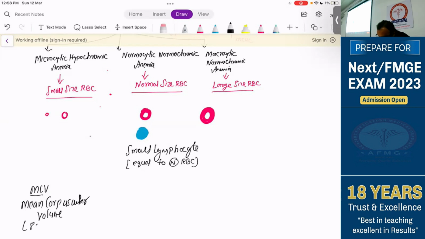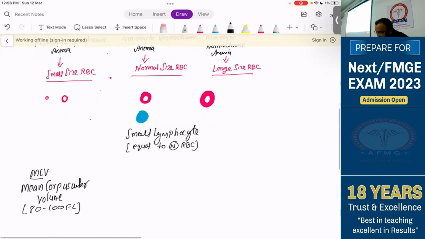Normal value is around 80 to 100 femtoliter. So what happens to MCV in a microcytic picture? It will be decreased. When it is normocytic, the MCV value remains normal. And when it is macrocytic, the MCV will be increased.